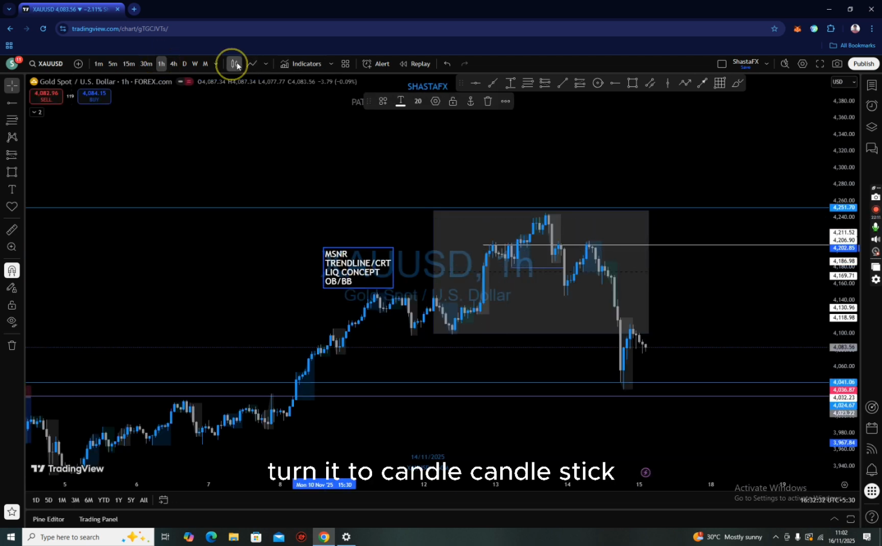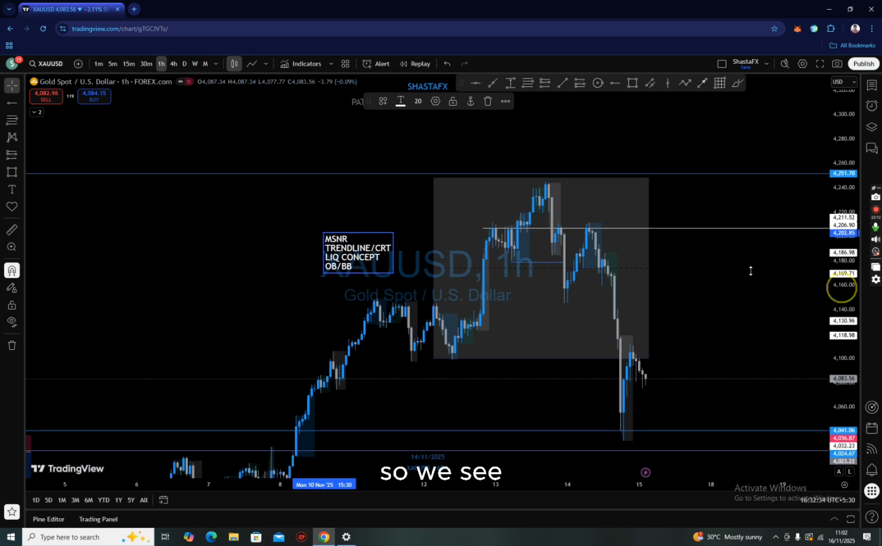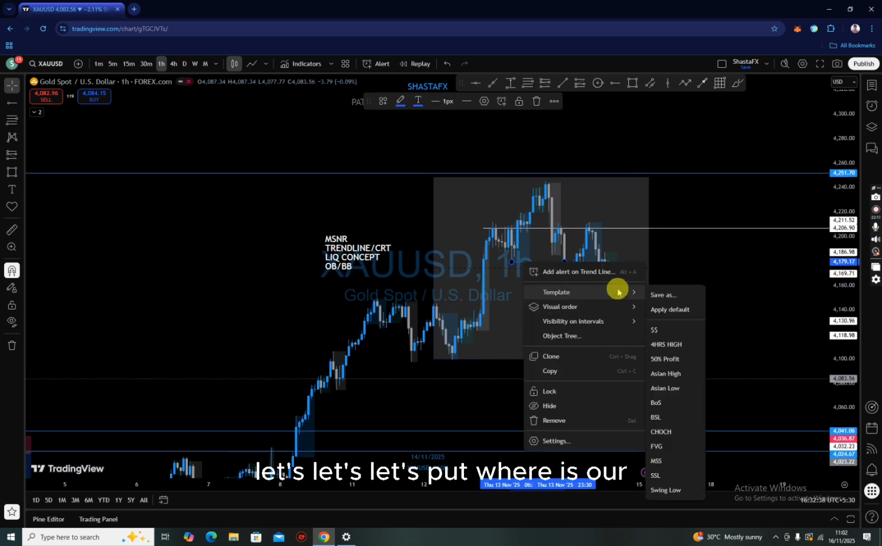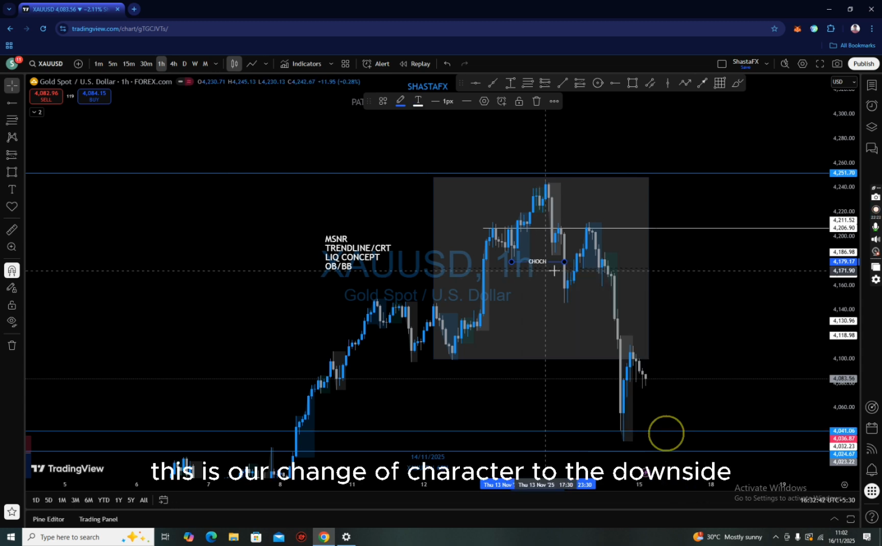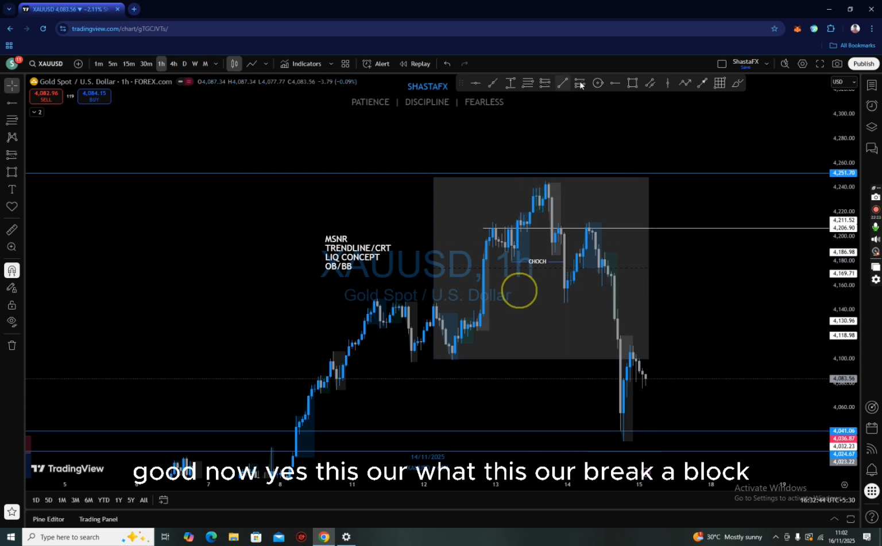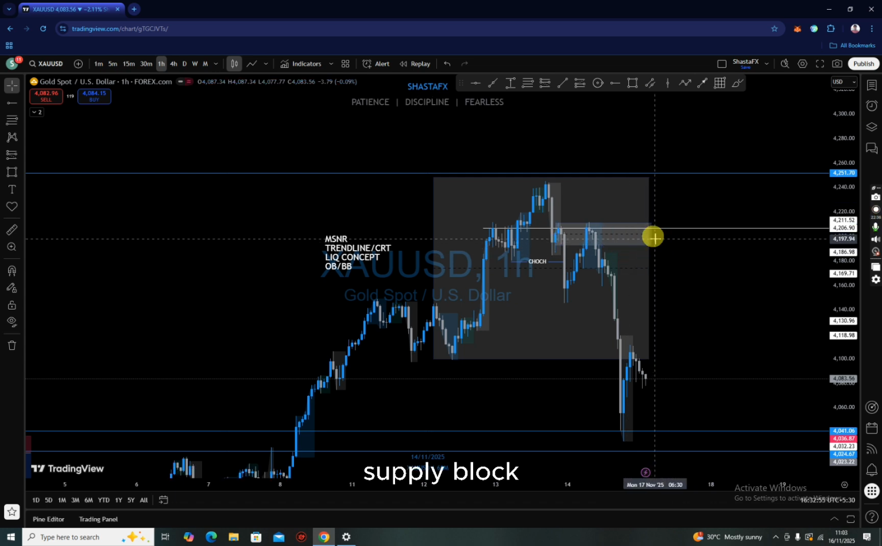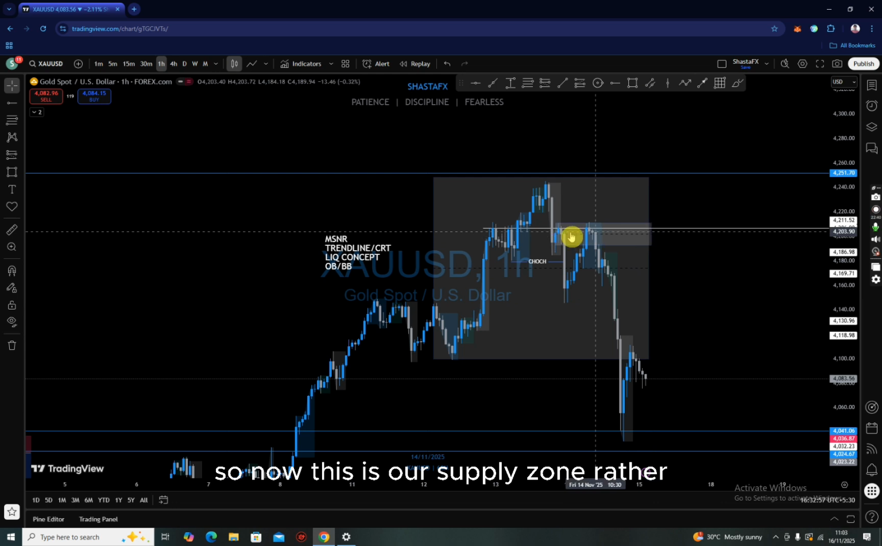Turn it to candlestick. So we see this is our change of character to the downside. Yes, this is our breaker block. Some do call it order block or supply zone, supply block. So now this is our supply zone rather.